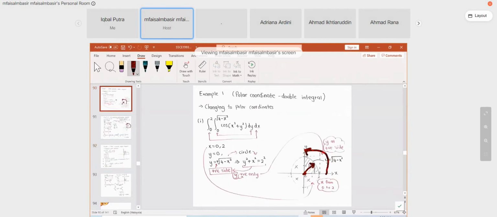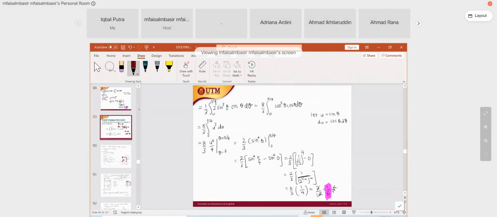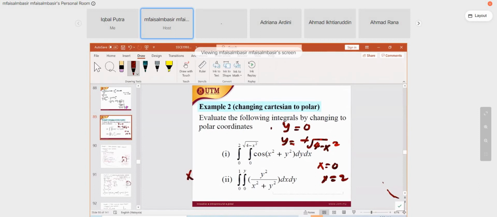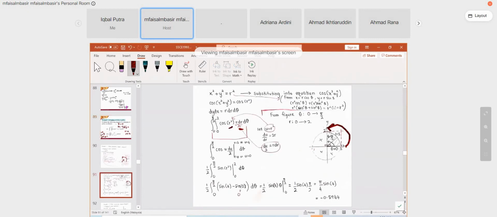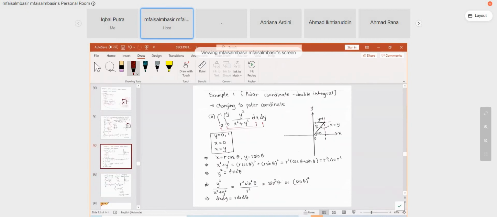So B for B, C for B. So this is x is 0, y is 0. Sorry, this is easier to use type 1 or type 2. I don't know why they ask you to use polar, because the region is not a circle. But okay, if the question is easier to solve by the non-rectangular region, please use that. But if the question asks you to use the polar coordinate, you have to use it.